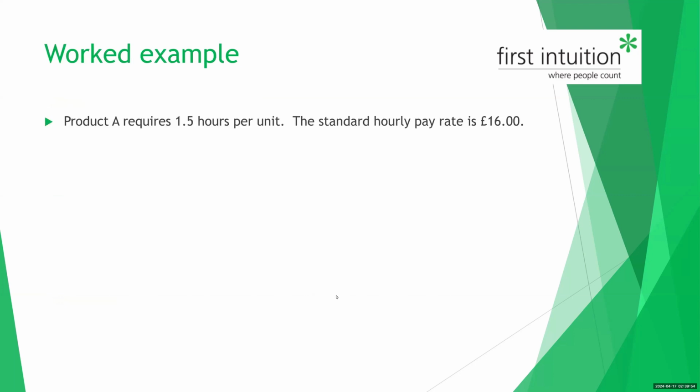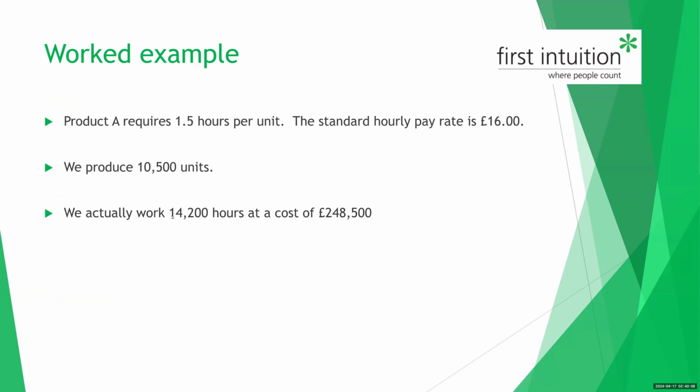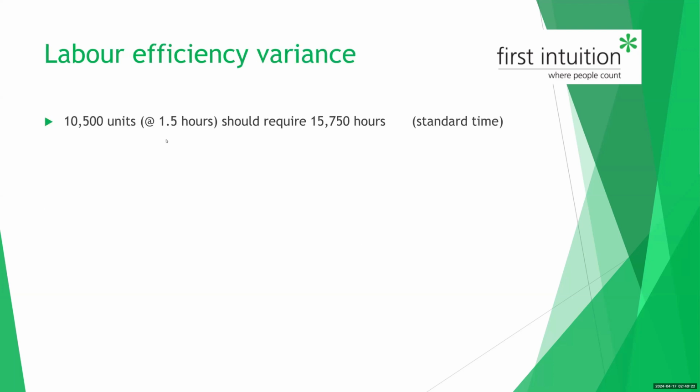So, worked example again. Our product requires 1.5 hours per unit, and we pay a standard rate of £16 per hour. We produce 10,500 units. We actually work 14,200 hours, and for those hours we pay a total cost of £248,500. So the working's quite similar, a little bit different. 10,500 units that we've actually made should require 15,750 hours. That's how long it should take at 1.5 hours per unit.